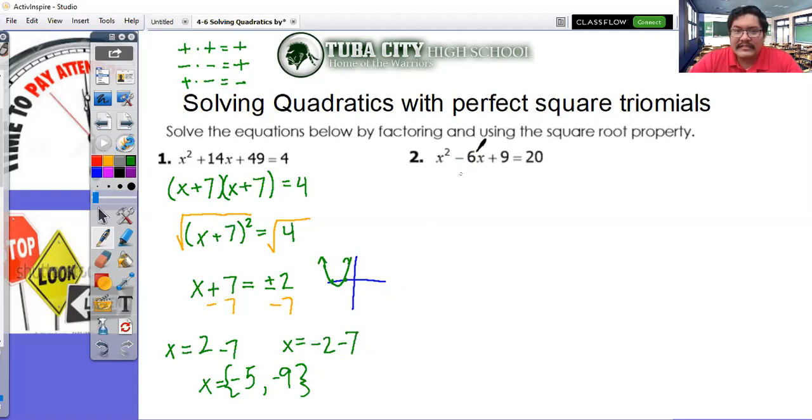So I'm going to break this down into a perfect square trinomial. Now, let's check to see if this will work. You can also use that take it, half it, square it method to see if this is what you need. If you remember that, you can go ahead and use that. So that'd be negative 3 and then square it, which is negative 3 times negative 3, which is 9. So this is a perfect square trinomial.